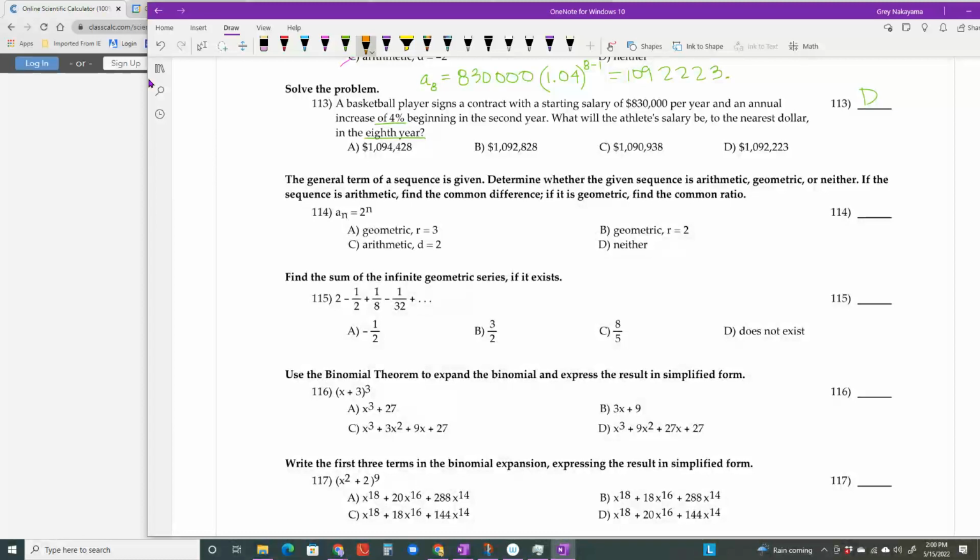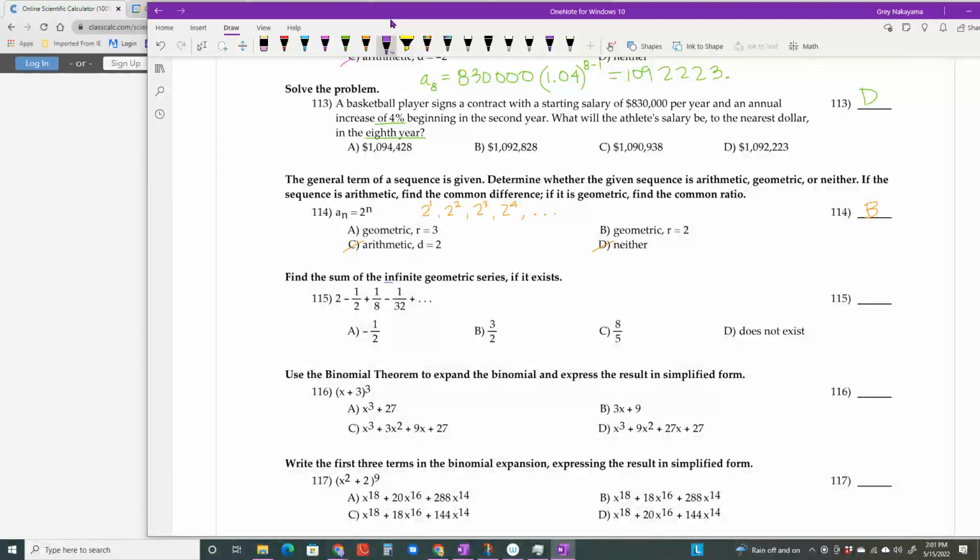All right, 114. Find the common ratio. Okay, so if I got to find the common ratio, I need to list the terms. So I'm going to do the first term is 2 to the first, and then 2 to the second, and then 2 to the third, and 2 to the fourth. So we're supposed to determine if it's arithmetic or geometric. Well, I am multiplying by the same thing every time, so it's not arithmetic. What number am I multiplying by? 2. So my answer is B.